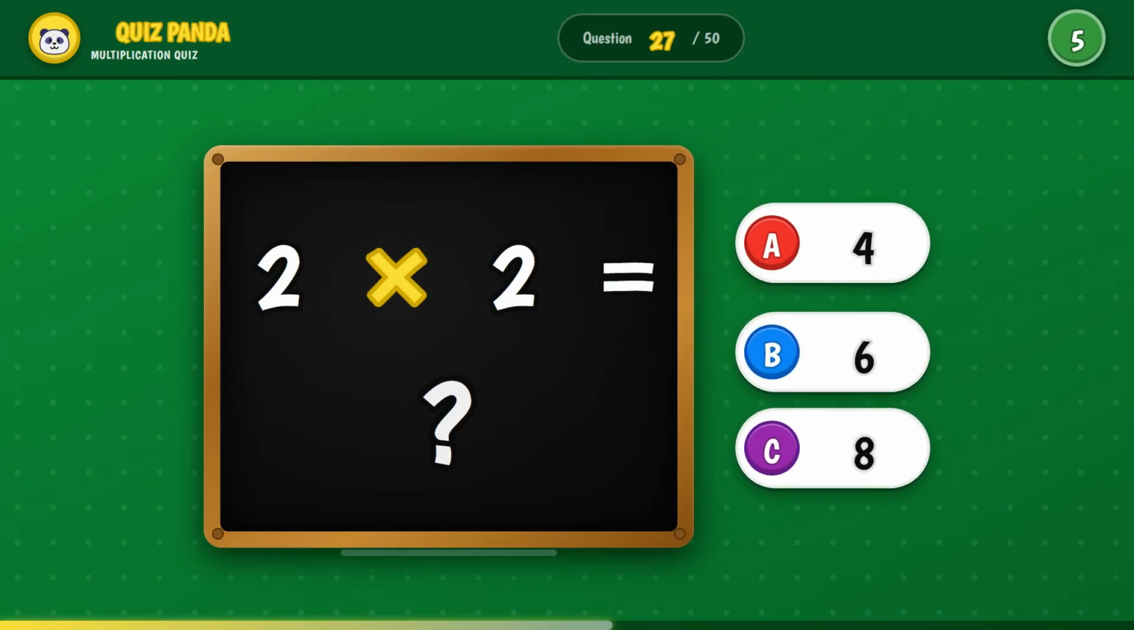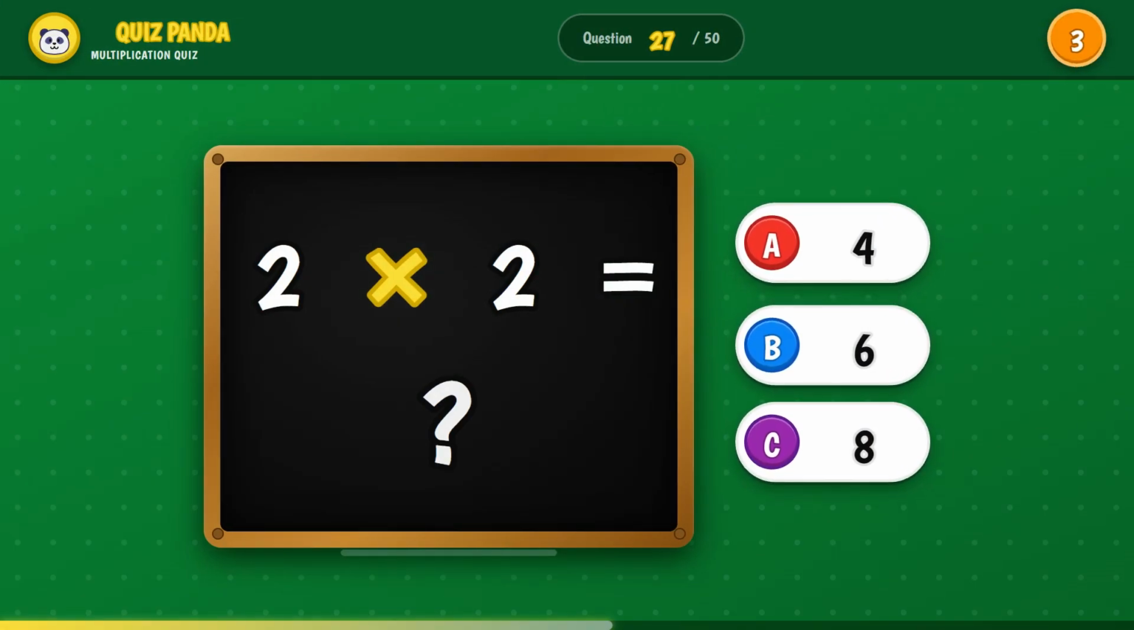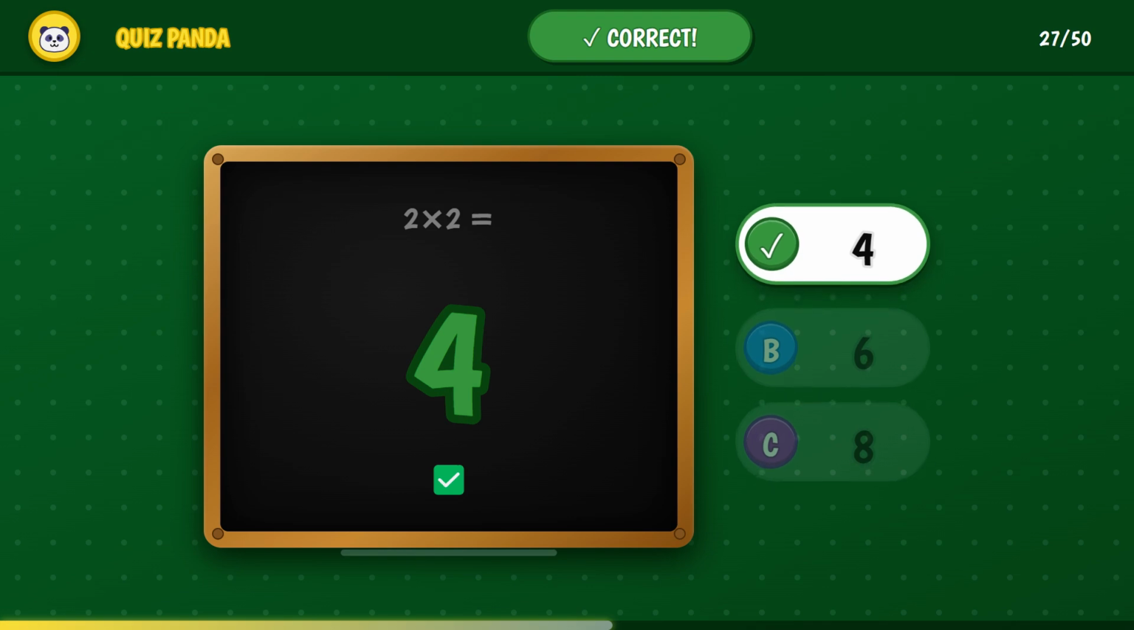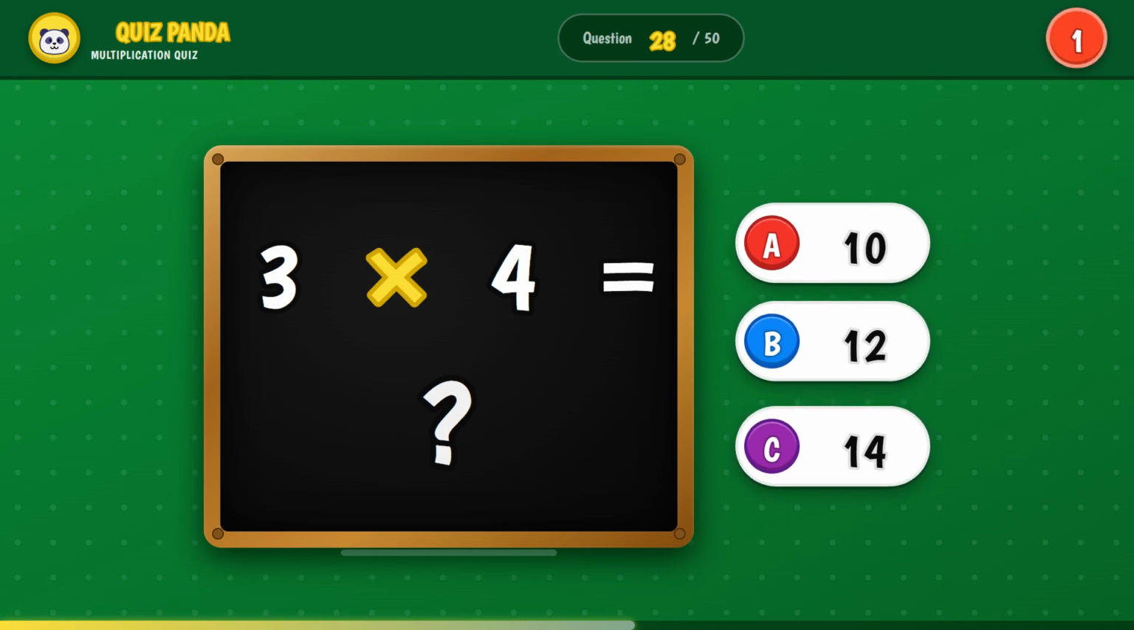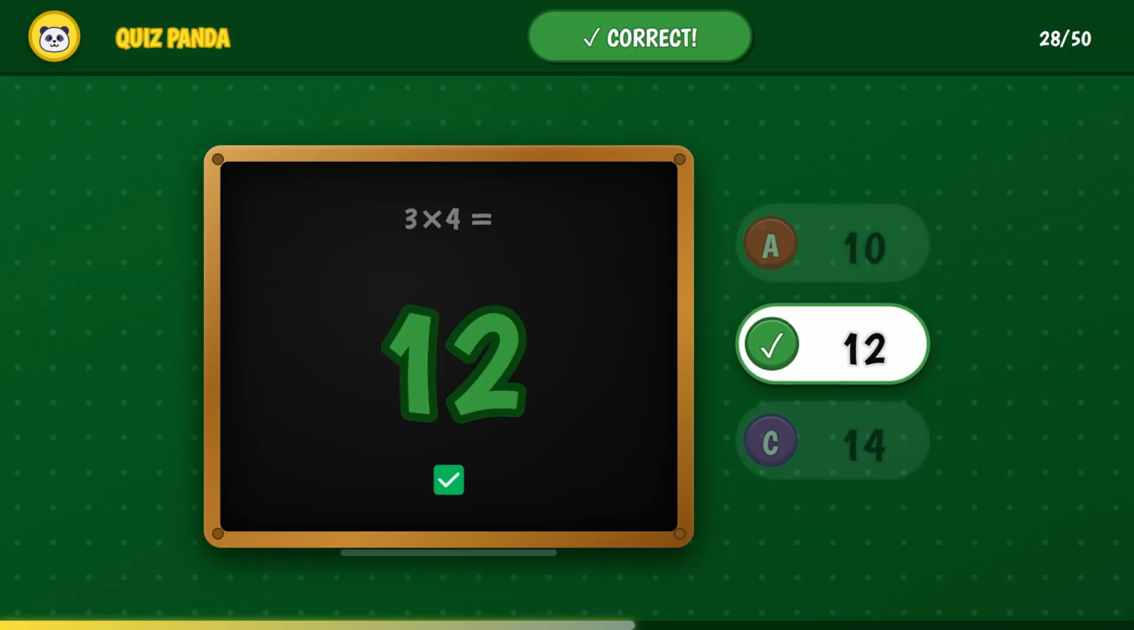Question 27. What is 2 times 2? The correct answer is A, 4. Question 28. What is 3 times 4? The correct answer is B, 12.